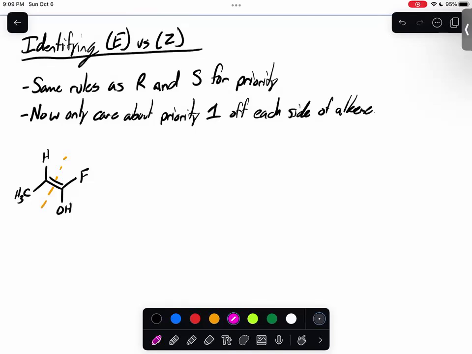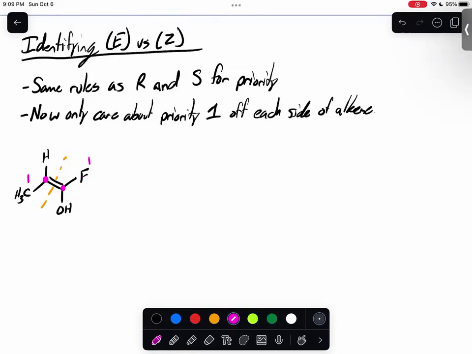Remember for R and S priority, you start from the carbon of interest, which the carbon of the alkene is our stereocenter, and then you move out one atom at a time and you check and see which has higher priority. So we run into the H, we run into the C. Carbon has a higher atomic number than hydrogen, therefore it takes number one. Looking on the right side of the alkene, moving out from this carbon, we hit a fluorine, we hit an oxygen. Fluorine has a higher atomic number, so it's going to take our number one.